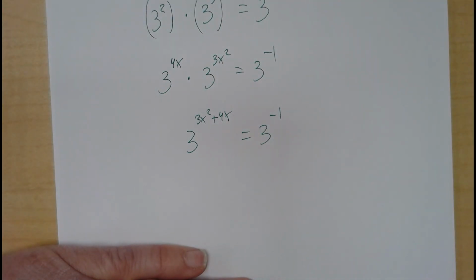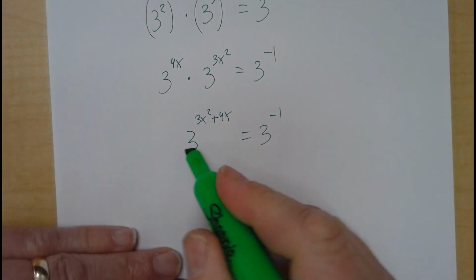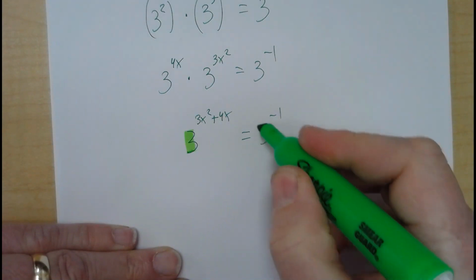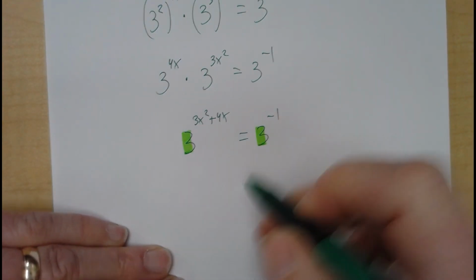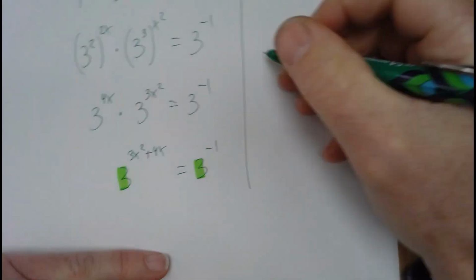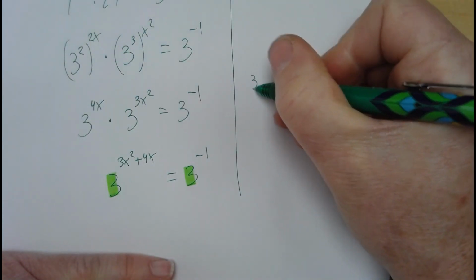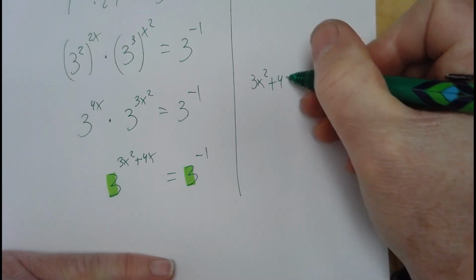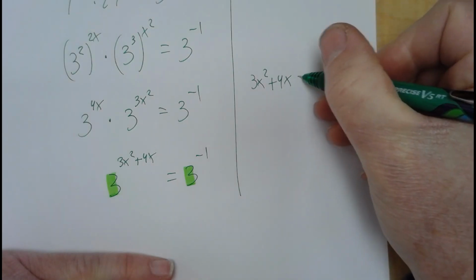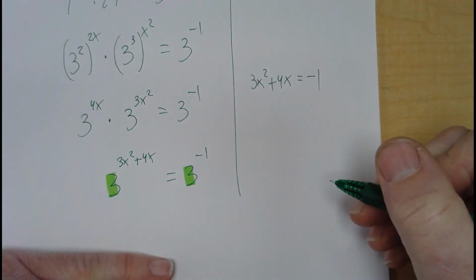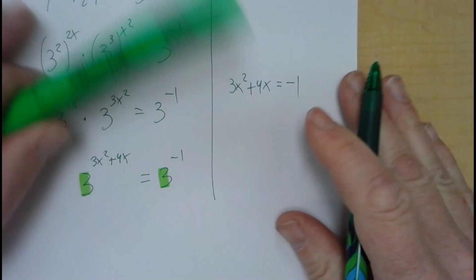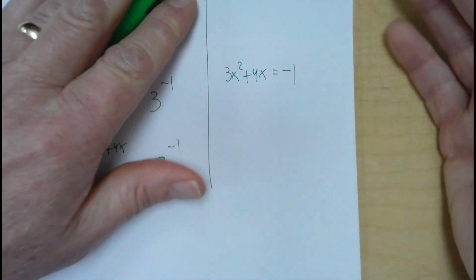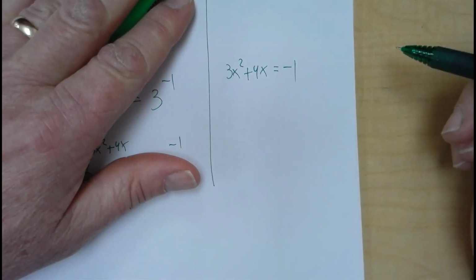Then our mantra for this section is, if the bases are the same, then the exponents are the same. So now I can set the exponents equal to each other, and I can say that 3x squared plus 4x equals -1. All right, so this is a quadratic. We have this complicated equation here, and it reduces down to a quadratic, which is why I've been asking you guys to keep solving quadratics over and over again.